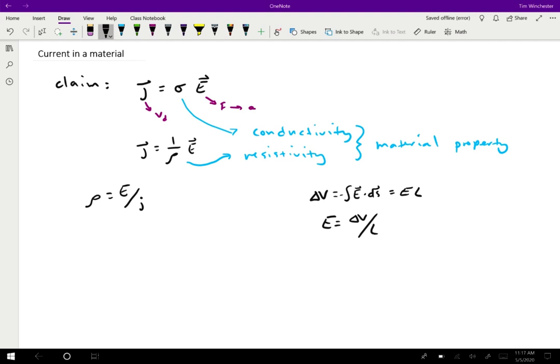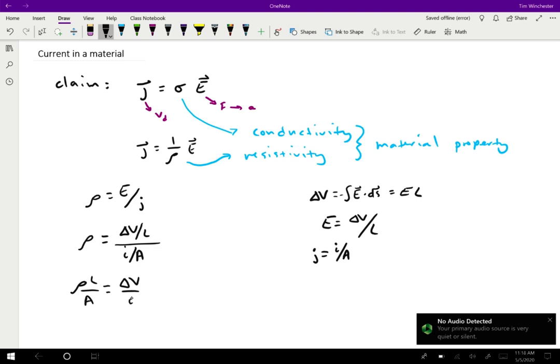Okay, so that's one. And the other relationship that I'm going to use is the relationship for the current density, which is that it is the current divided by the area. Okay, so I'm going to plug these both in, and I get rho equals, well, E was delta V over L, and J is I over A. All right, so doing some algebraic rearrangement, which you can double check on your own, I get rho L over A equals delta V over I.